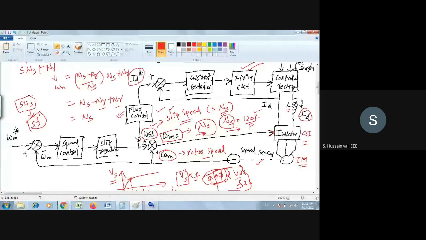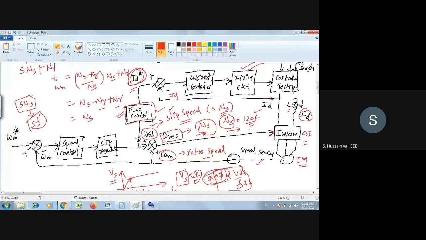This is the reference stator current. This is the actual stator current I_s. You are sensing I_s here, and that I_s is compared with the reference stator current. How are you generating the reference stator current? You generate it once again in the flux control box. As I told you already, this flux control box, that is phi, is related to frequency.